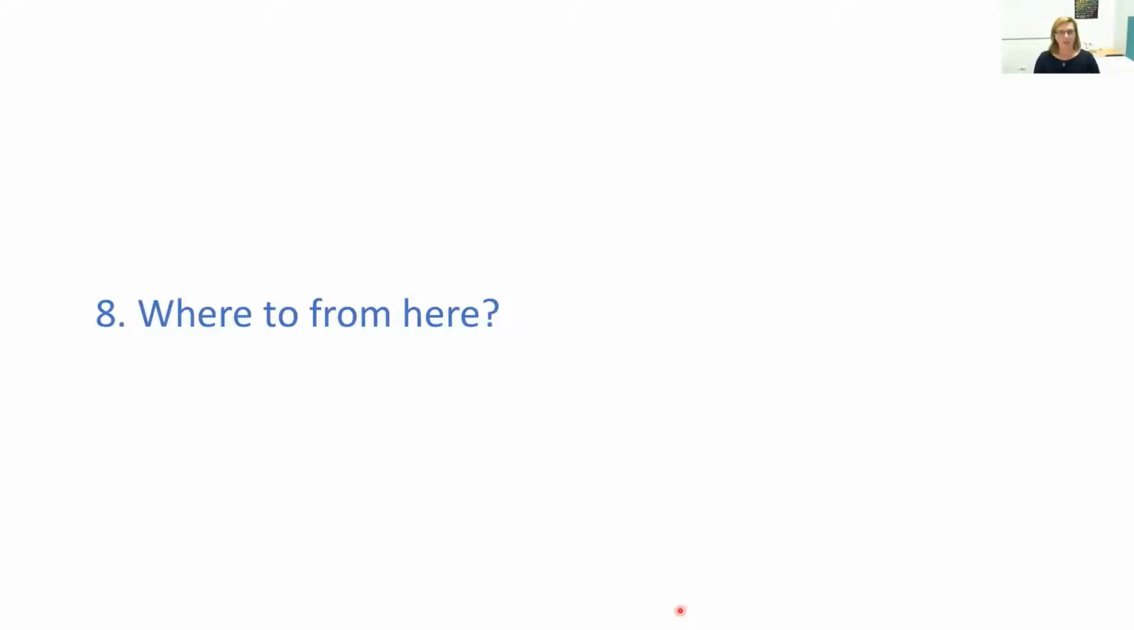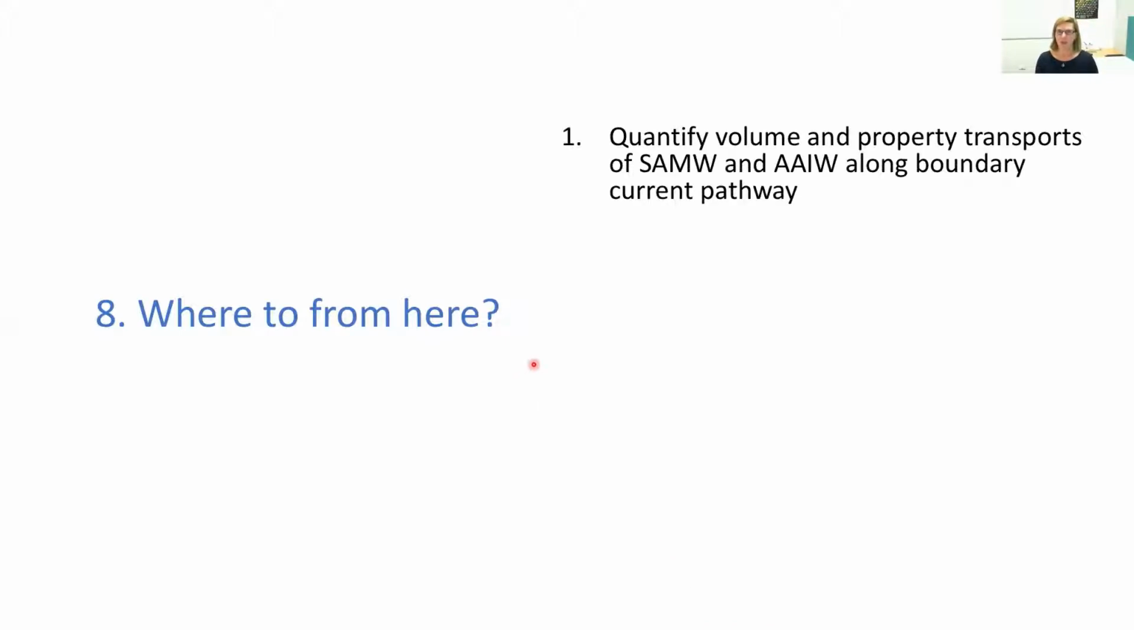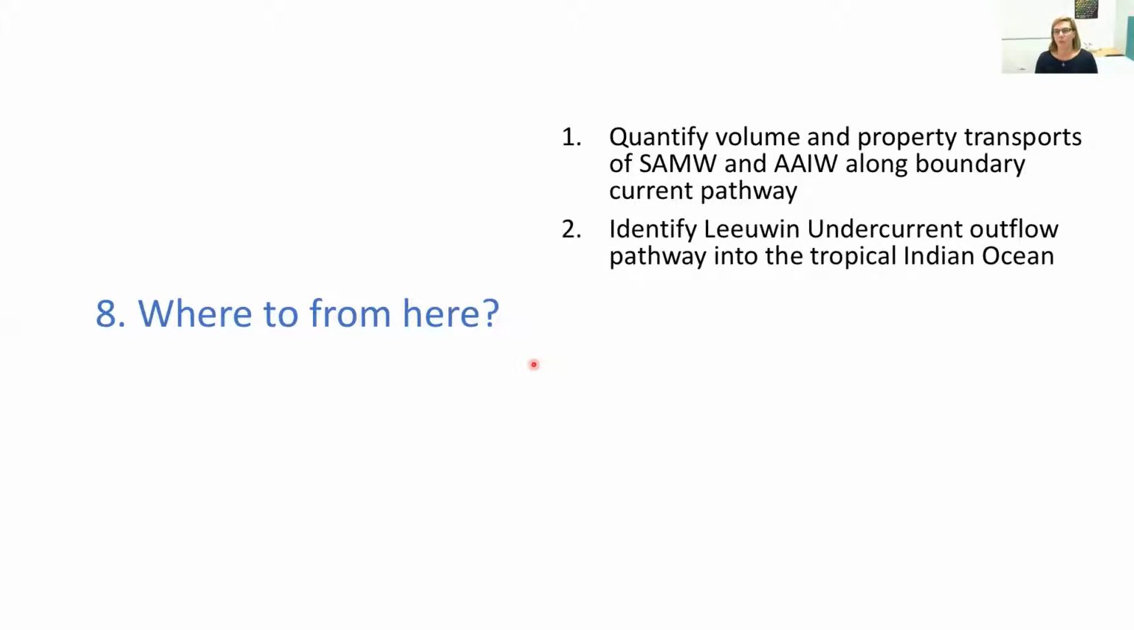So I'll just finish with a bit of a view of where we plan to go from here in terms of the science. And the first thing that we're working on is to quantify the volume and property transports within the subantarctic mode water and Antarctic intermediate water layers through this boundary current system. We want to look beyond Australia's coastline and identify the pathway that Leeuwin undercurrent outflow takes into the tropical Indian Ocean.